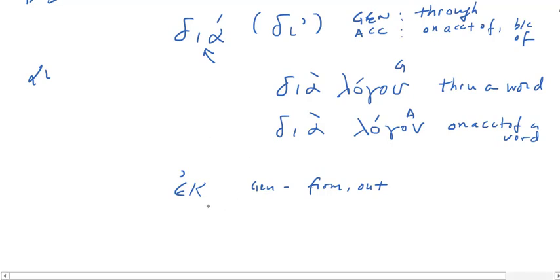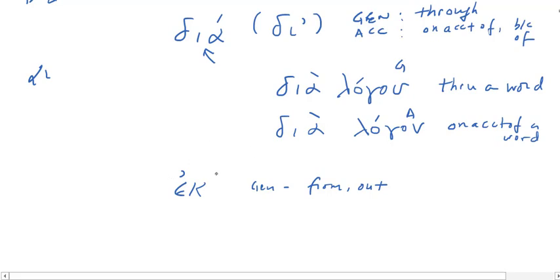Now, does ek take objects of the preposition in any other case besides the genitive? No. So we don't have to worry about any other case happening and trying to memorize multiple meanings based on case, right? So it's beautiful, it's wonderful. The world is as it should be when a preposition only takes one case for its object. We wish it were that way all the time.